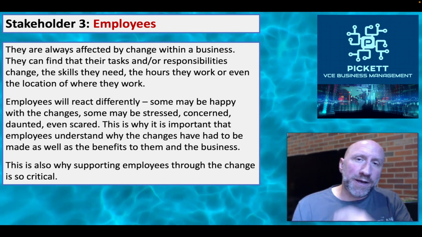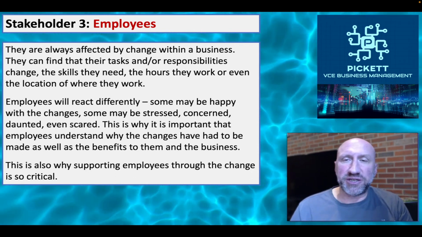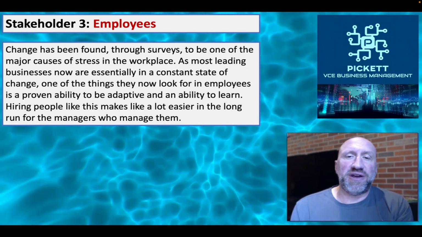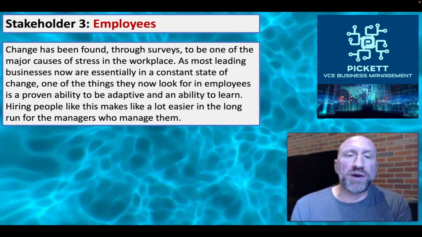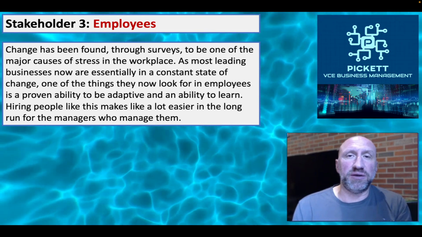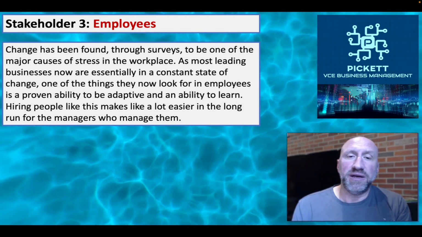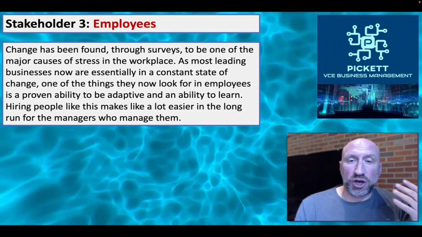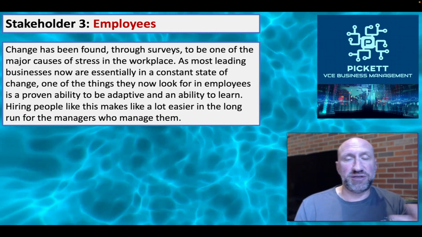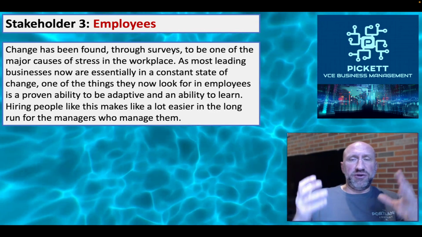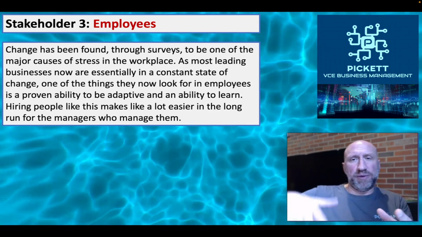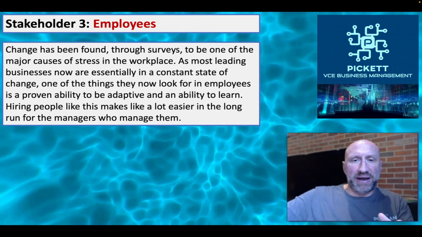So this is why supporting employees through the change is so critical. Change has been found through surveys to be one of the major causes of stress in the workplace. No surprise there, as most leading businesses are now basically in a constant state of change. It's not the case now that a business says, okay, this is how we are, we want to change and we'll make a change and then we just stay like that.